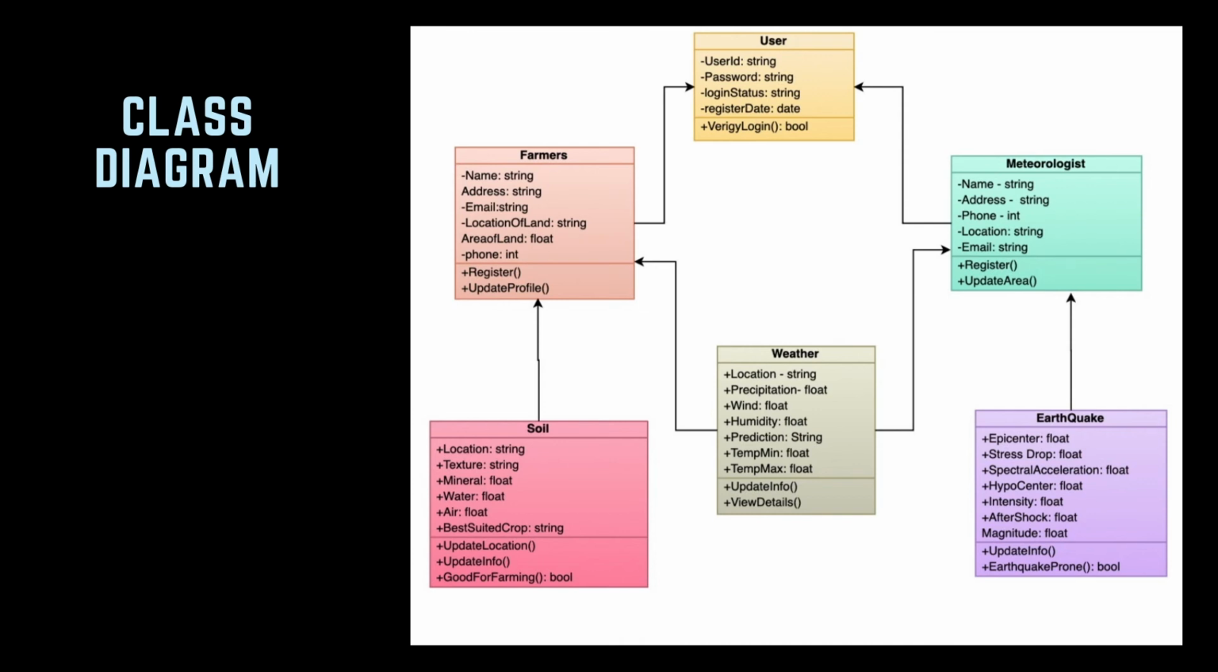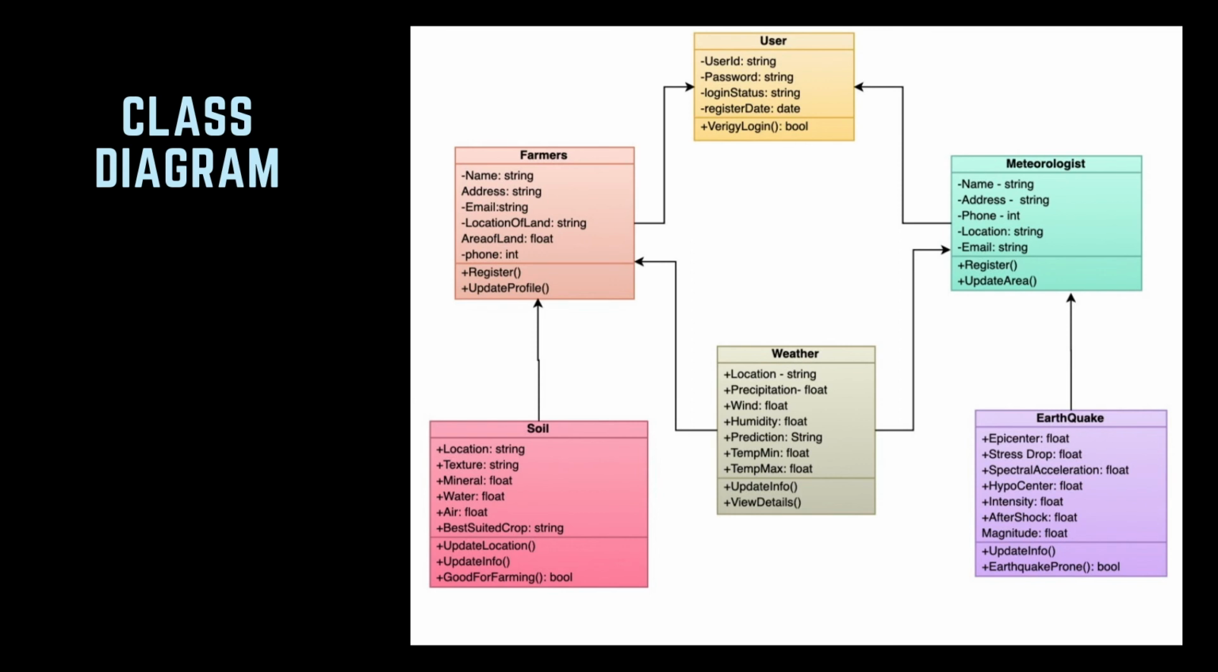The class diagram that you can see on the screen has 6 classes. Each class has its own attributes and functions, separated by a line. At the start of every attribute and function, there's a plus or minus sign which indicates whether that particular attribute or function is accessible to the other classes or not. Now you see the user class is a part of farmers and meteorologists, as the attributes in the user class are required by both farmers and meteorologists.